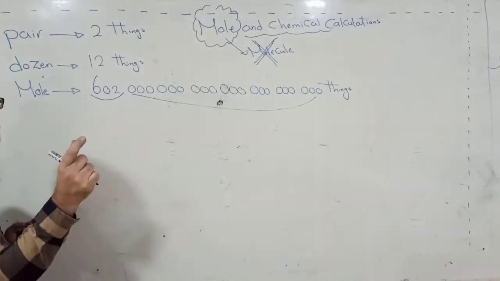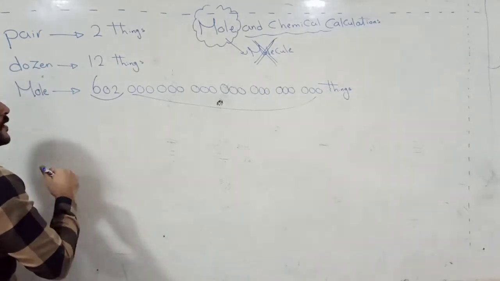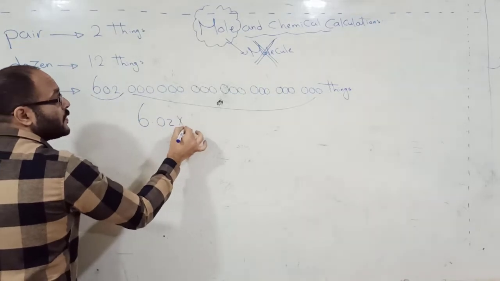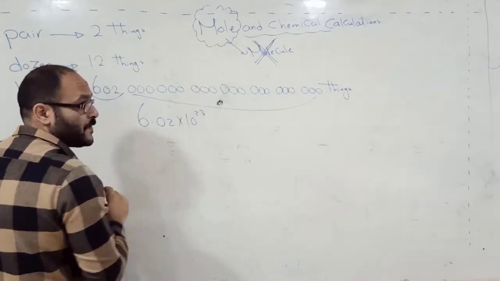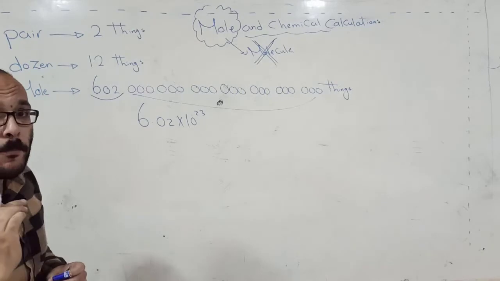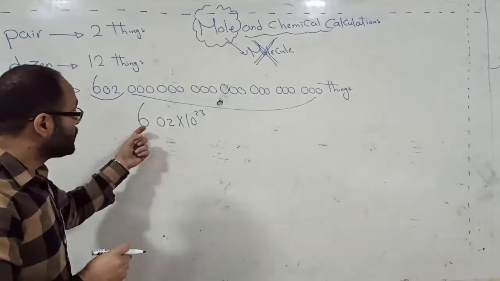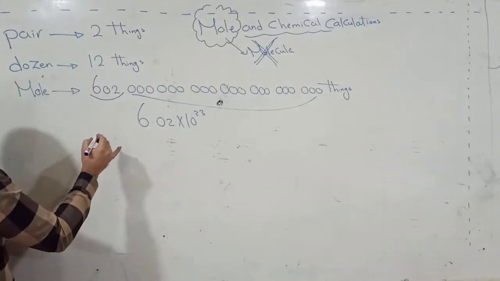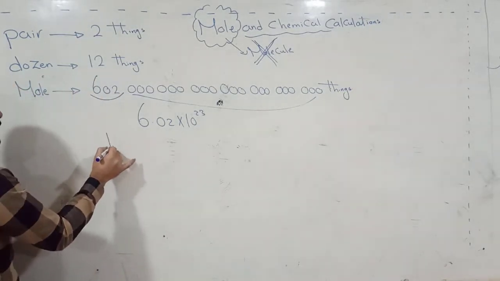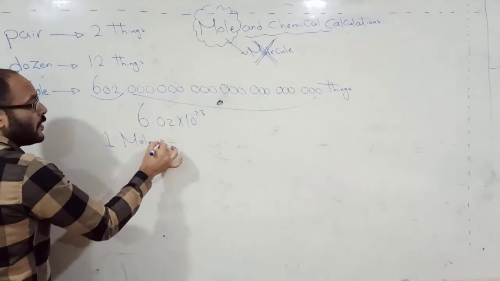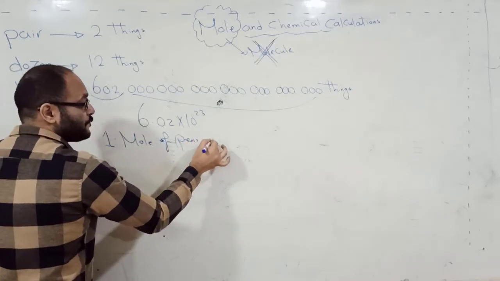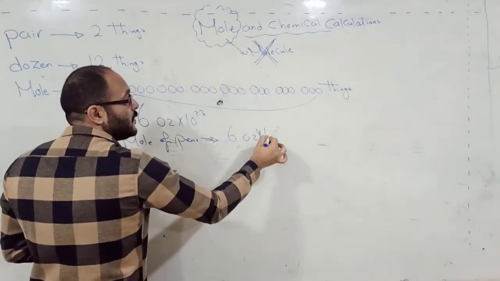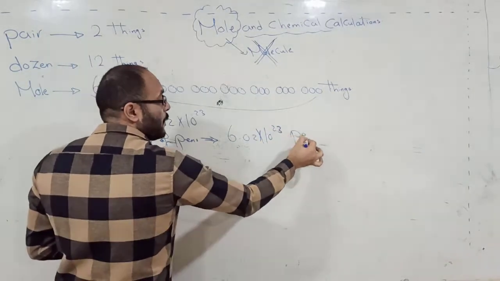And we can abbreviate this number to be 6.02 times 10 to the power 23. So when I say mole, I'm talking about 6.02 times 10 to the power 23. For example, if I said, give me 1 mole of pens, I mean 6.02 times 10 to the power 23 pens.